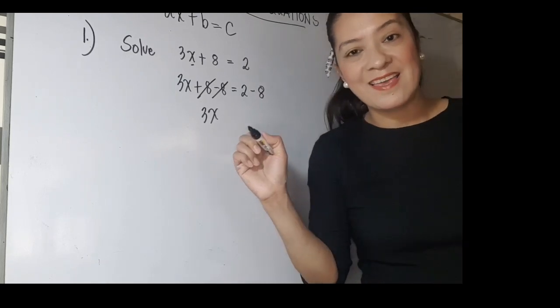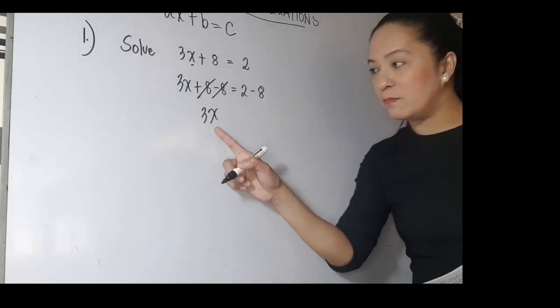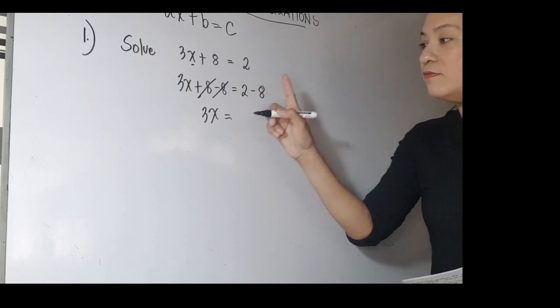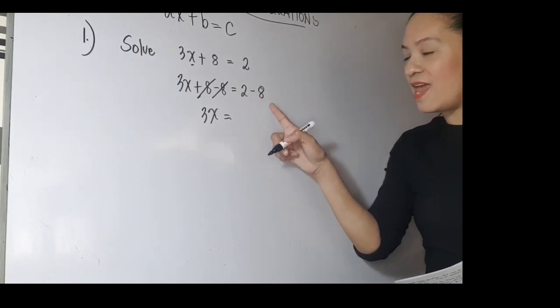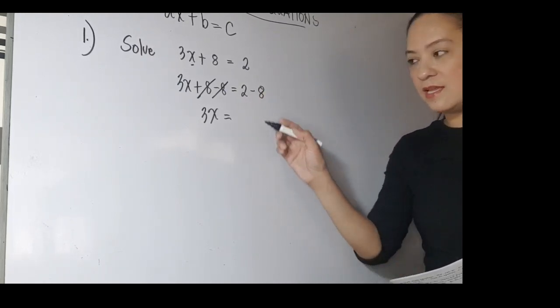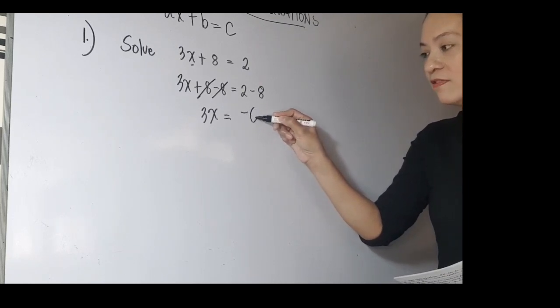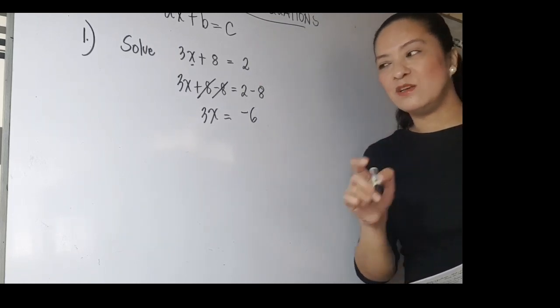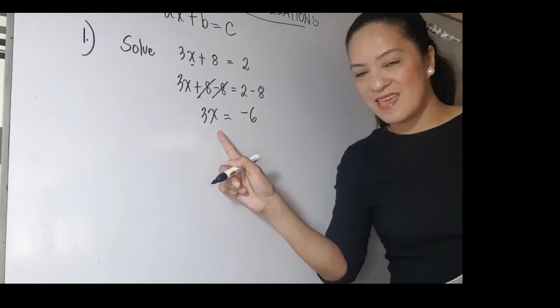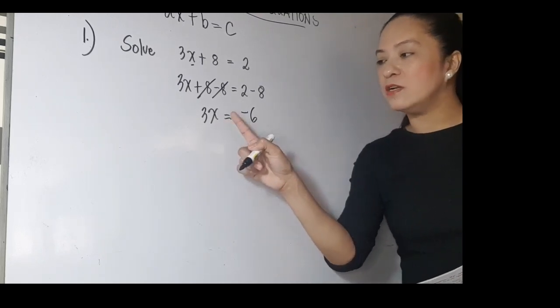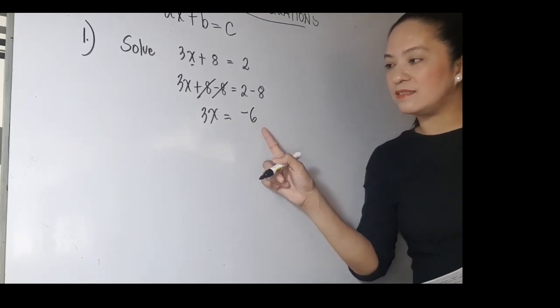Okay? See? Naka-isolate na yung ating variable. So, we have 2 minus 8. What is 2 minus 8? That is negative 6. Okay, so we do not have a value for x yet. Okay, so you have here 3x equals negative 6.